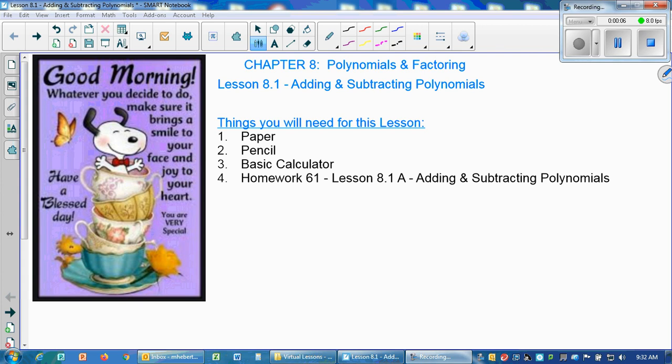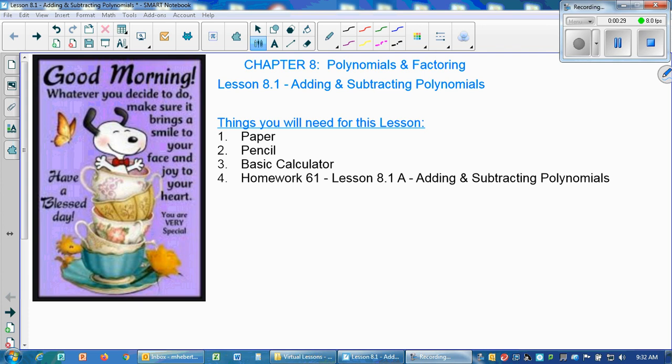I hope that you guys are all doing well at home, and I hope that you guys are doing well after we just finished our Chapter 7 test. We're getting ready to move into Chapter 8, which is talking about polynomials and factoring. And today we're going to cover our first lesson in Chapter 8, which is adding and subtracting polynomials. And we're going to learn a lot about what a polynomial is.